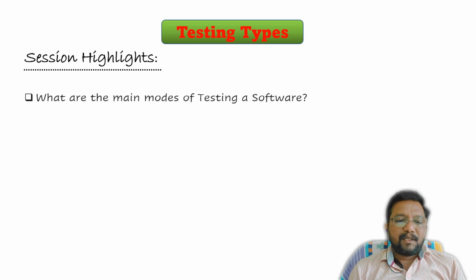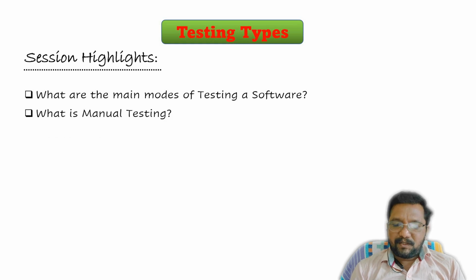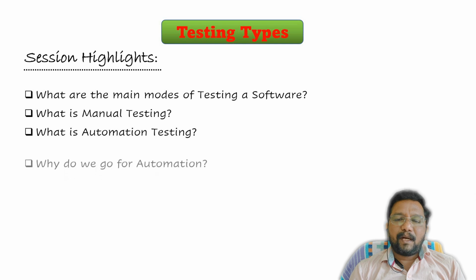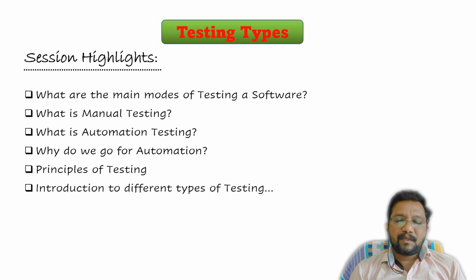In this session we are going to speak about what are the main modes of testing a software, what is manual testing, what is automation testing, why do we go for automation, principles of testing, and an introduction to different types of testing. Here I would like to give you a brief summary of types of testing, and in the next video I would like to explain all the different types of testing clearly.